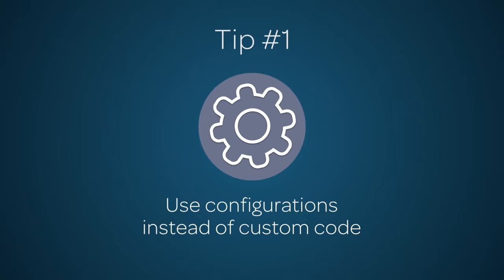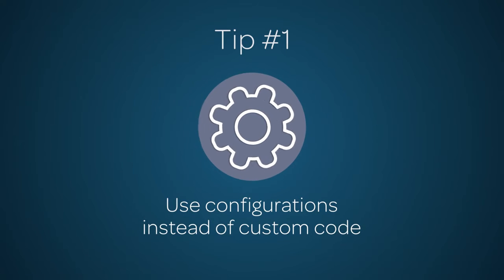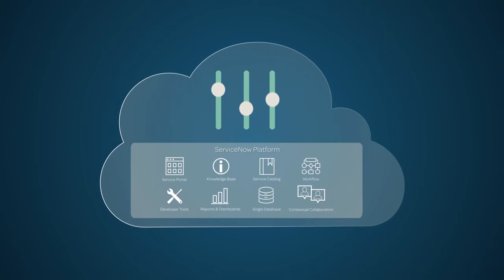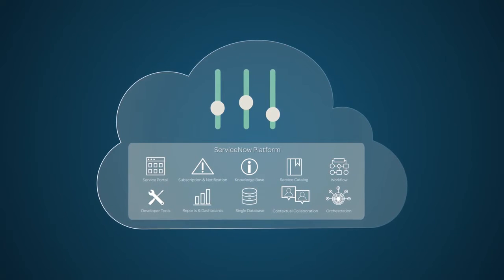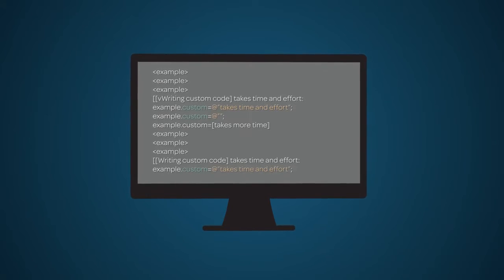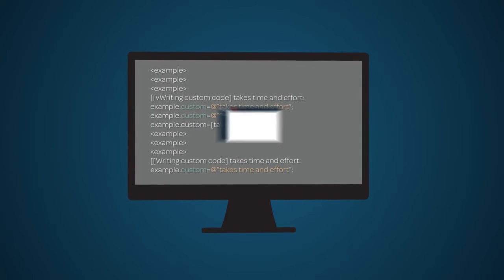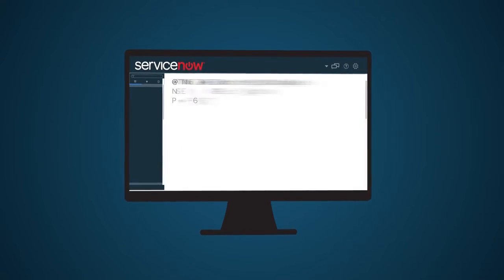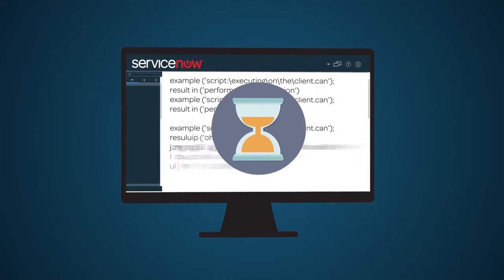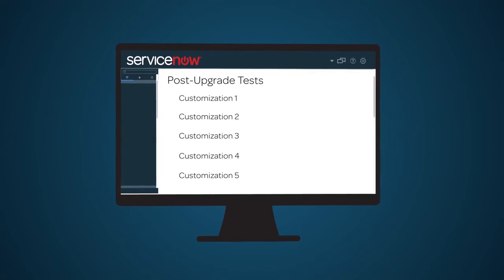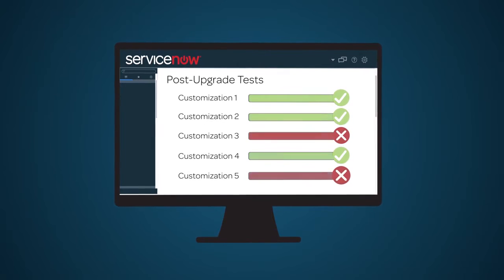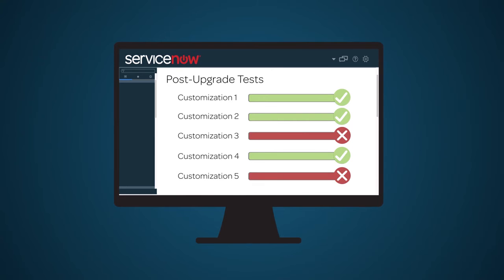Use configurations instead of custom code. The ServiceNow platform is highly customizable, but customization can have a downside. For example, writing and maintaining custom code takes time and effort, and scripts executing on the client can result in performance degradation. Also, if you rely heavily on custom code, you must test your customizations each time you upgrade to make sure they still function properly.